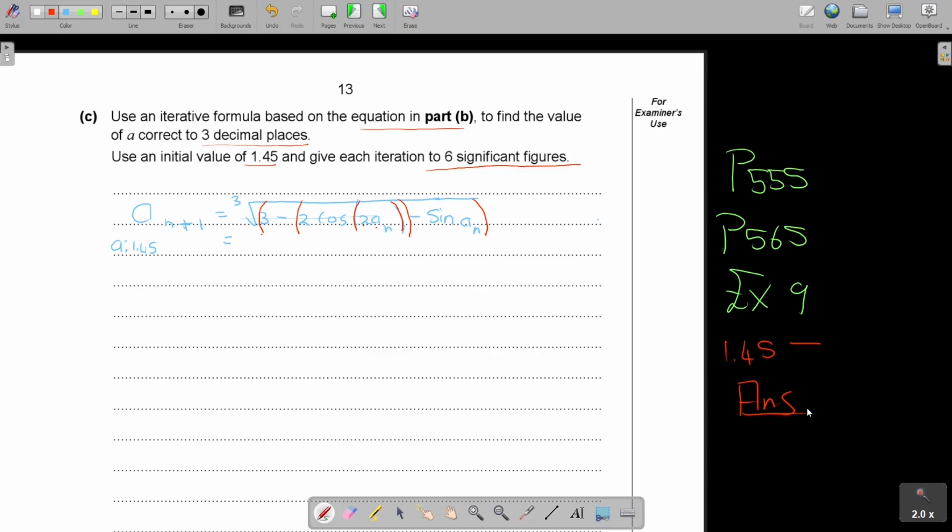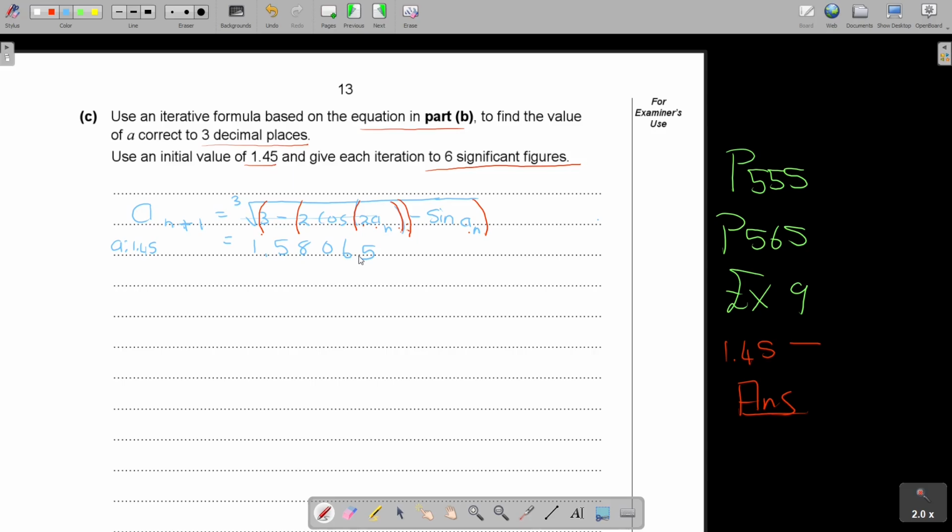Okay, and I close that bracket, and I close the bracket again, this one, do you see? And then I say minus sin, and I say again answer, and I close the third bracket. And what do I get on my calculator? I get 1.58065. Now remember they said to 6 significant figures.